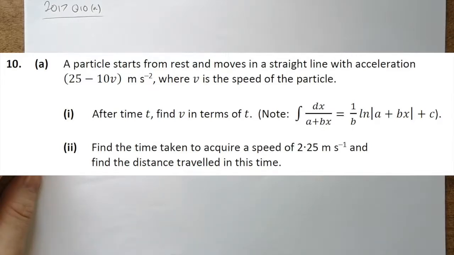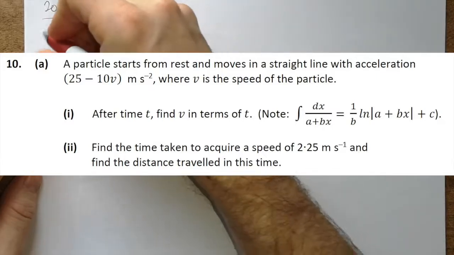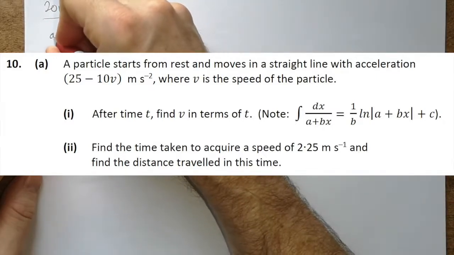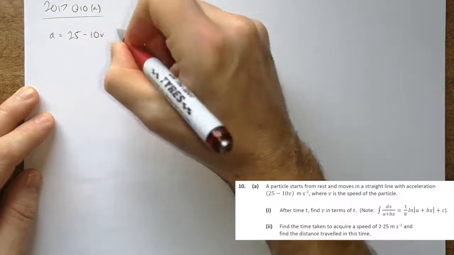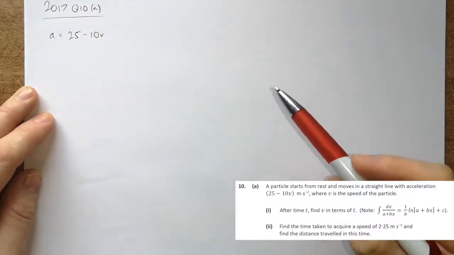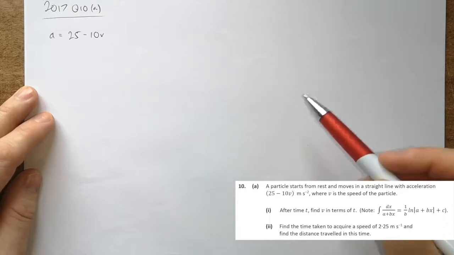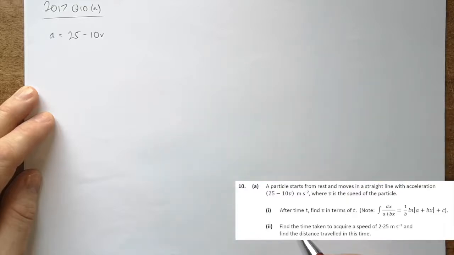We're given that the particle starts from rest and moves in a straight line with acceleration 25 minus 10v. So our acceleration is 25 minus 10v. And we want to find t in terms of v. We're given a little note here just to help us out with some of the differentiation, and we'll work on part 2 afterwards.